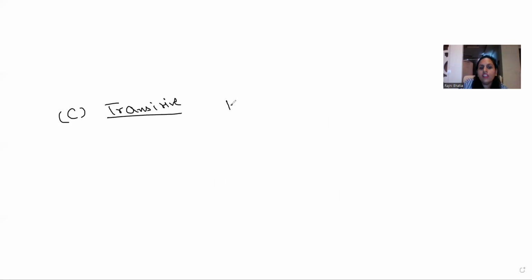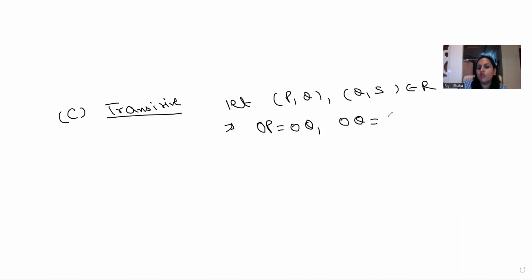So for transitive, we are going to write, let (P, Q), (Q, R) belong to R. Actually, we should take some different point because R is already given to us. Let (P, Q), (Q, S) belong to R. Now (P, Q) belongs to R. This implies OP is equal to OQ. (Q, S) belongs to R. This implies OQ is equal to OS. This all we can conclude by the definition of R.